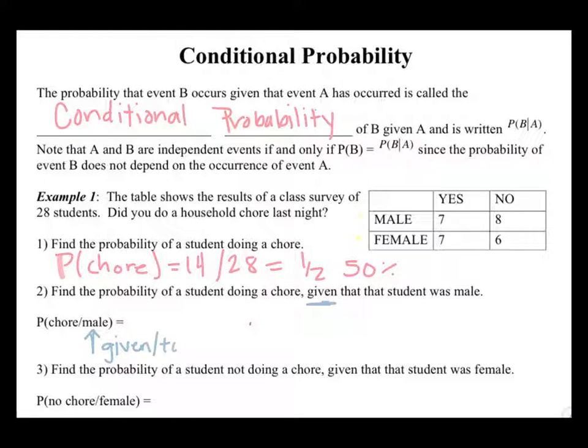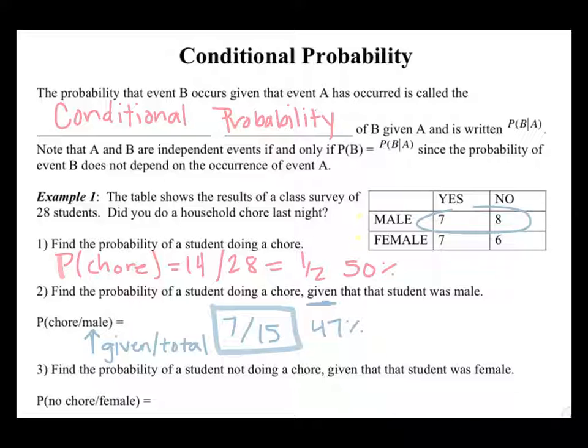Also, that's the total you're using. So we're not asking the probability of a student doing a chore. We want to know, what's the probability that they did a chore if they were a male? So how many males are there? 7 and 8, a total of 15. And how many of them said they did do a chore? 7. So 7 out of 15 is your answer there, which is 47%.